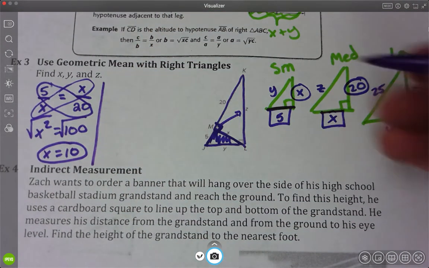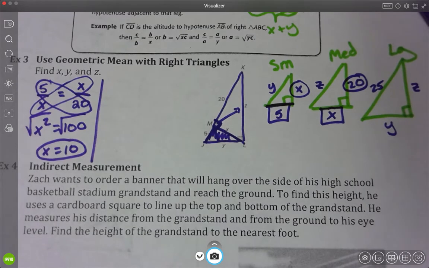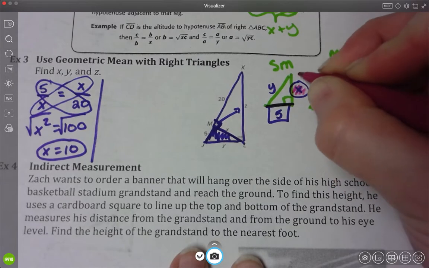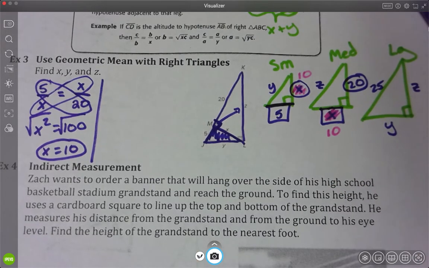All right, so I'm going to put him there. And what I'm going to do is over here, I'm going to cross off the X's and I'm going to put 10s in there now because I know each one of those is 10, and I can use that to find any of the other things.